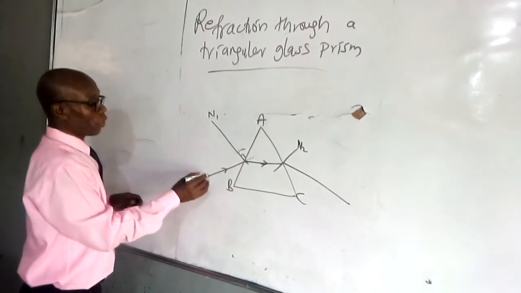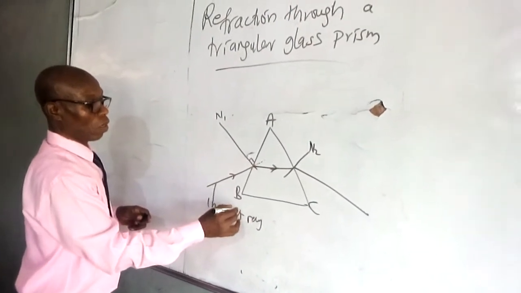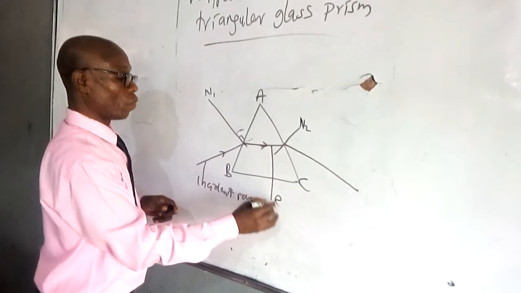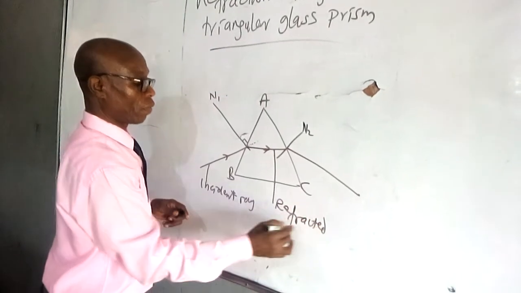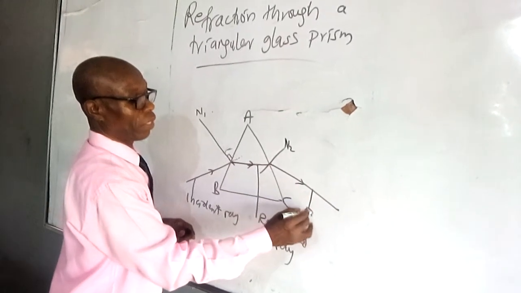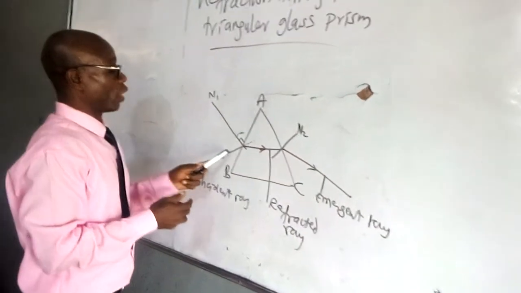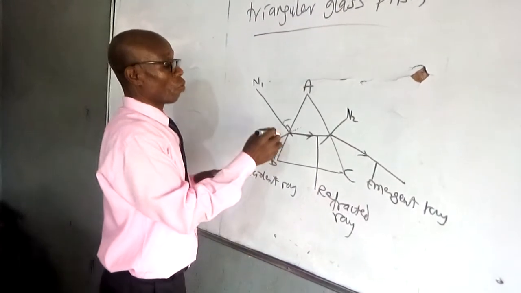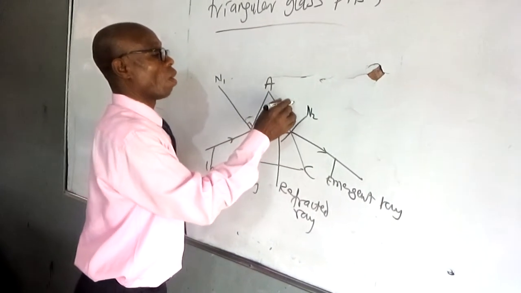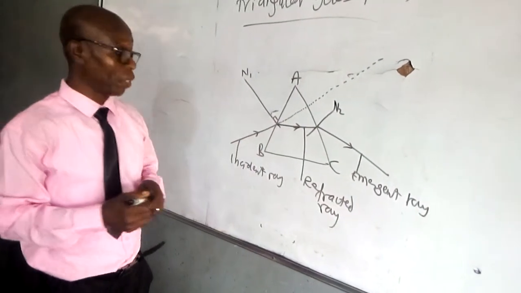So this ray here is called the incident ray. The one that bends inside this glass is the refracted ray, while the one that emerges here is called the emergent ray. Now, the incident ray is supposed to go straight, if not that it has been obstructed by a denser medium, which is the glass prism.